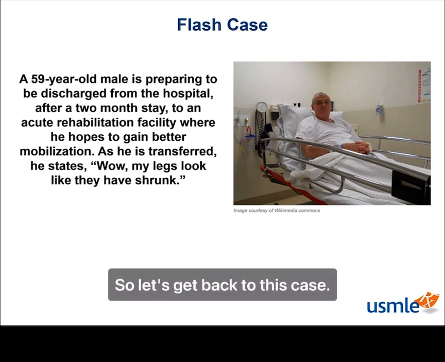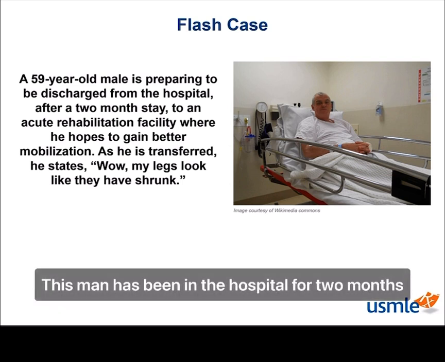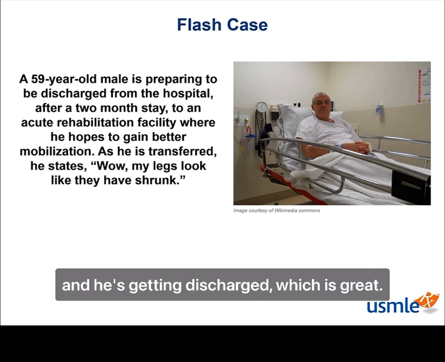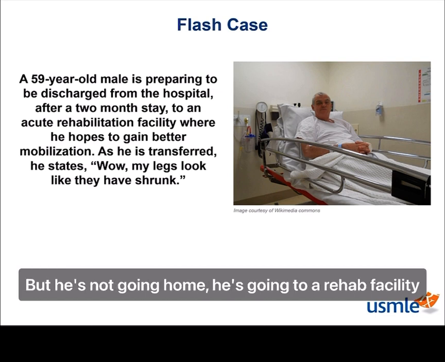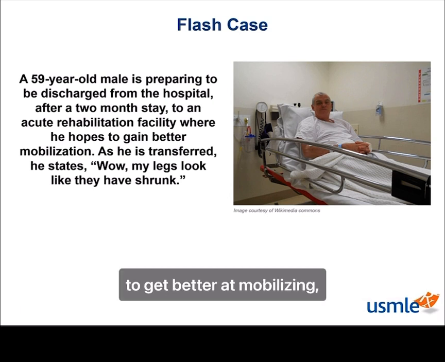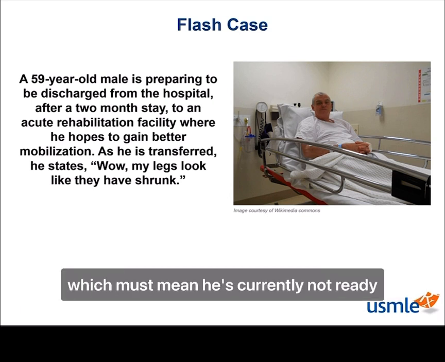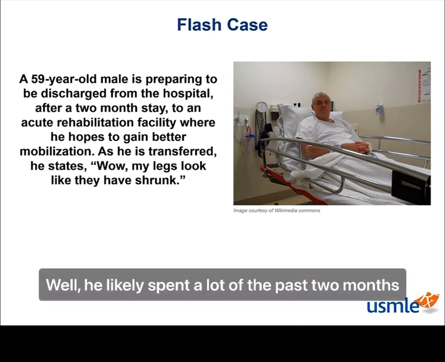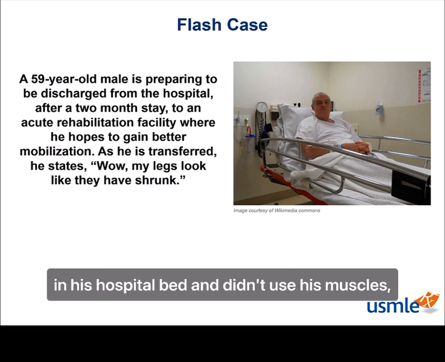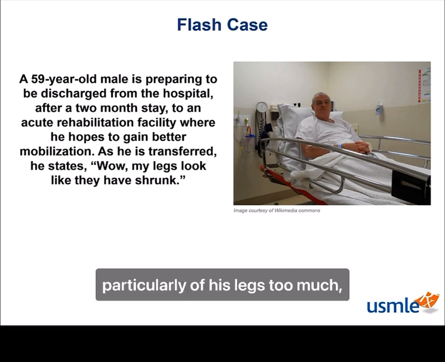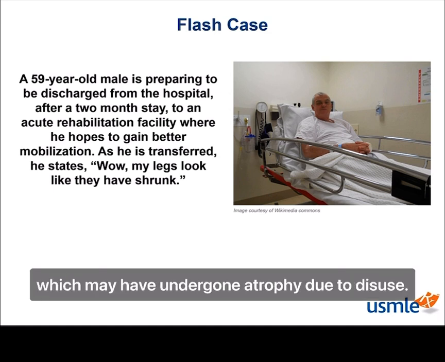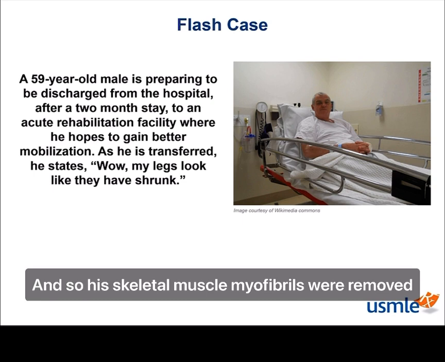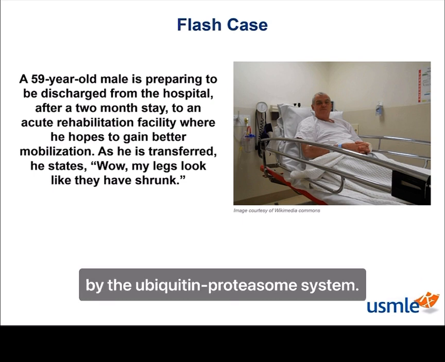So let's get back to this case. This man has been in the hospital for 2 months, and he's getting discharged, which is great. But he's not going home. He's going to a rehab facility to get better at mobilizing, which must mean he's currently not ready to mobilize on his own. And he's saying his legs look like they shrunk. What happened here? Well, he likely spent a lot of the past 2 months in his hospital bed and didn't use his muscles, particularly of his legs, too much, which may have undergone atrophy due to disuse. And so his skeletal muscle myofibrils were removed by the ubiquitin proteasome system.